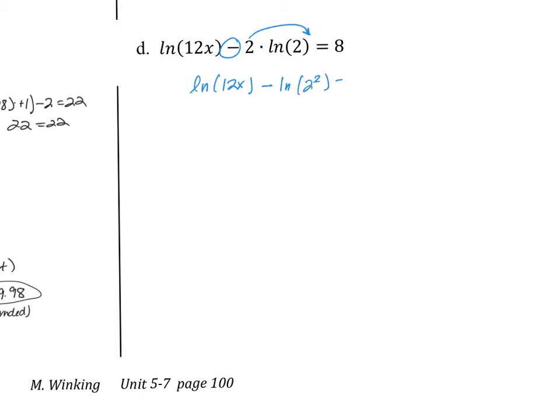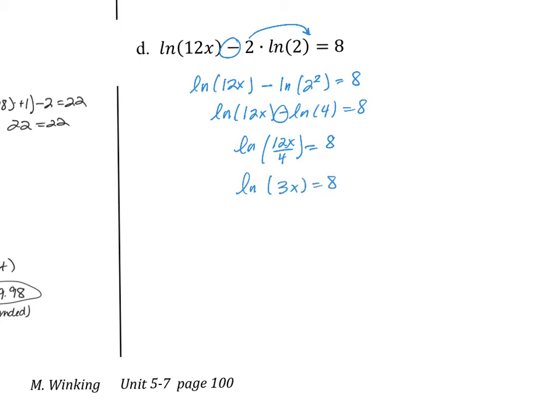2 squared equals 8. Okay. So I'm going to go ahead and evaluate this 2 squared, which is 4. Okay. Now I can do my division. So I have ln of 12x over 4 equals 8. Alrighty. Now I'm going to go ahead and reduce what's on the inside. I have ln 12x over 4 is going to be 3x equals 8.